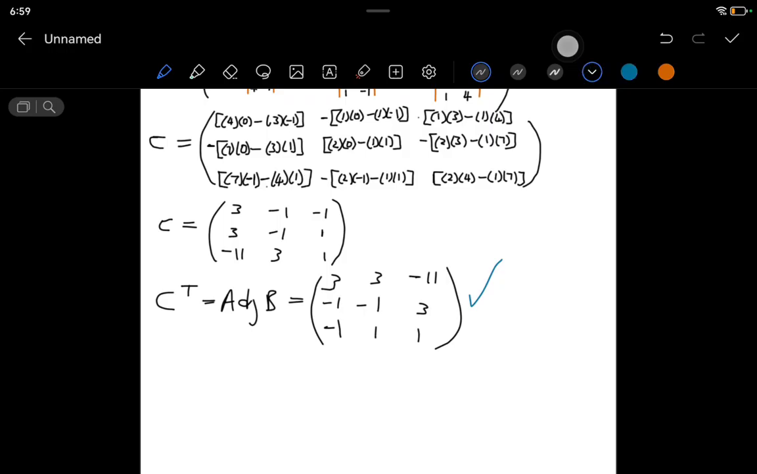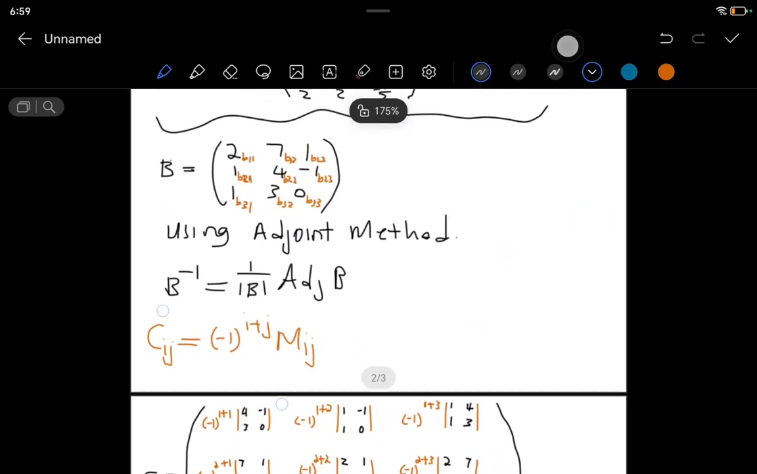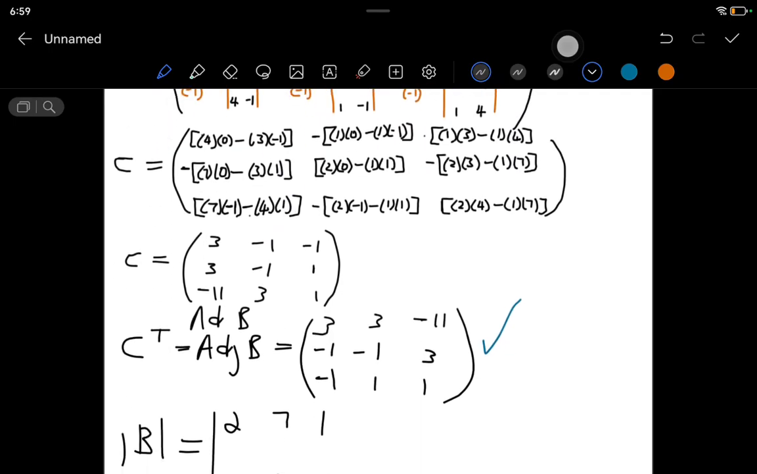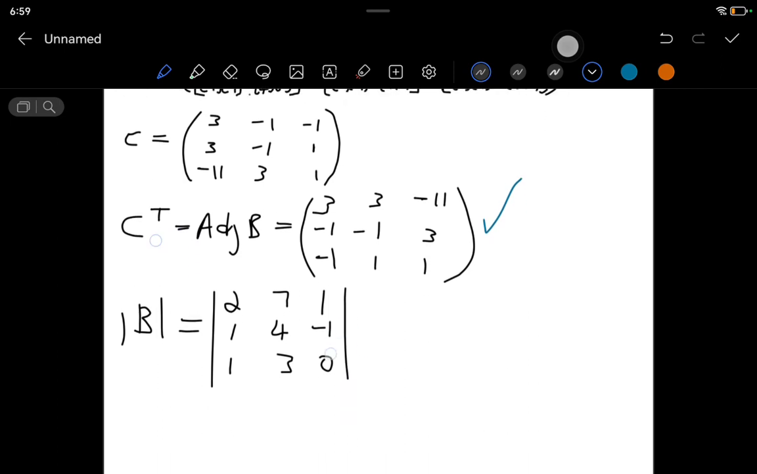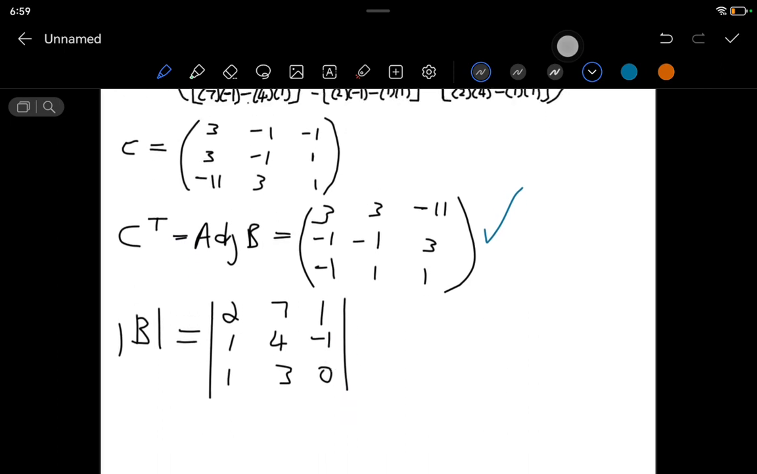So the determinant of B is going to be, the matrix was 2, 7, 1. Remember the last one was 1, 3, 0. And then 1, 4, minus 1, right? So we can use many things to do the determinant here. We can use properties or we can use other means, but here the properties will be simple. I'm just gonna pick this column and change this to a 0. After changing this to a 0, I reduce this matrix, then I find the determinant of it. So let's do that.